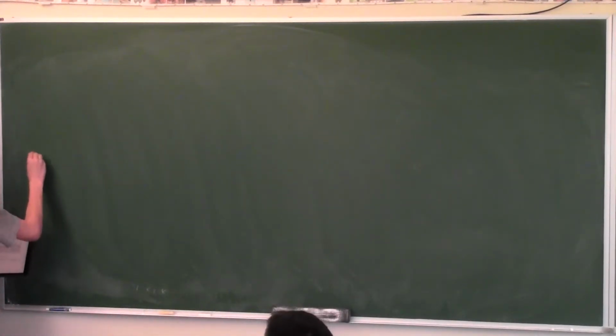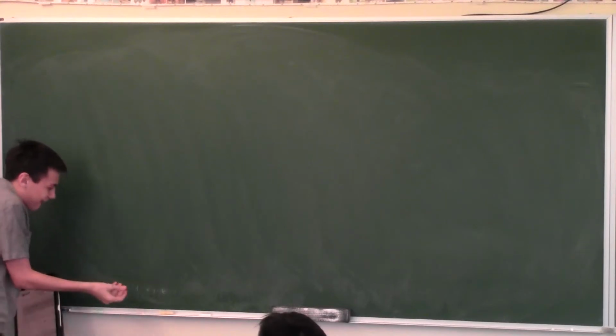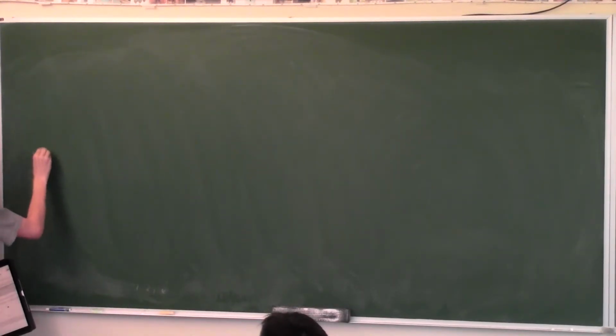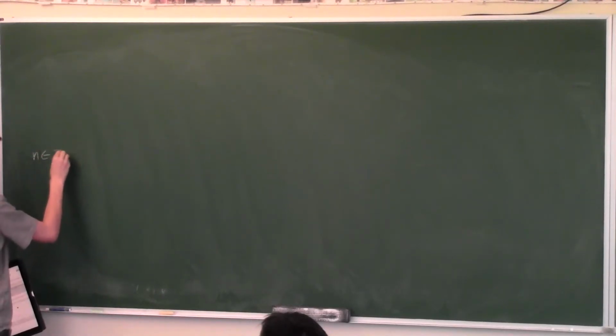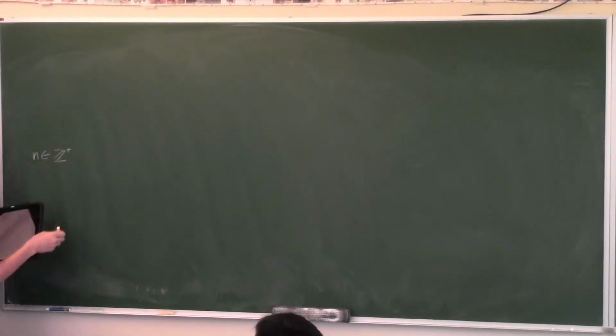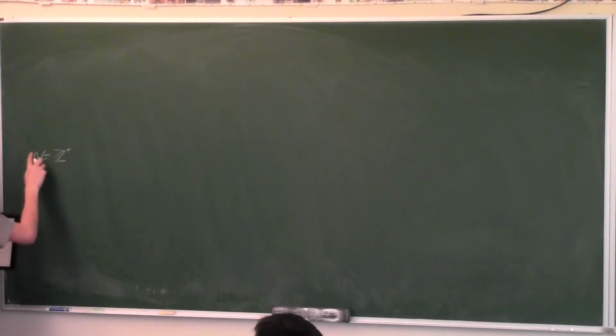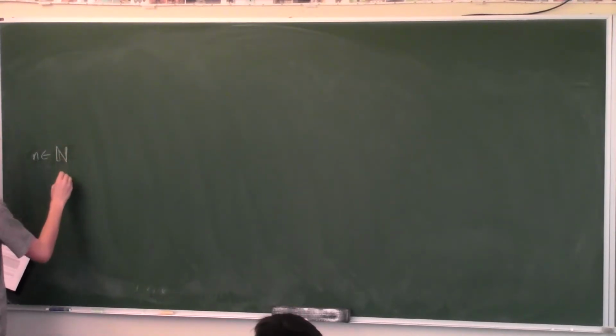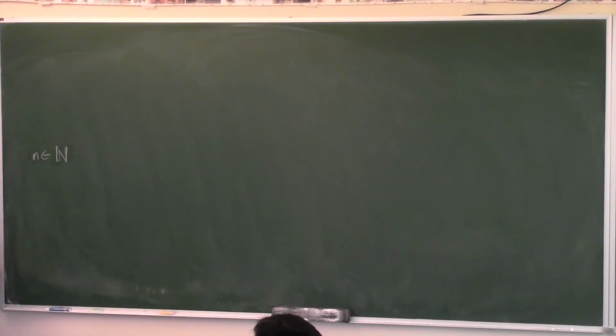So n is a positive integer. What is Z plus? The positive set of integers. Then capital N is the natural numbers. Did they use Z plus? I think so, but N is better. Usually N. All right, N.